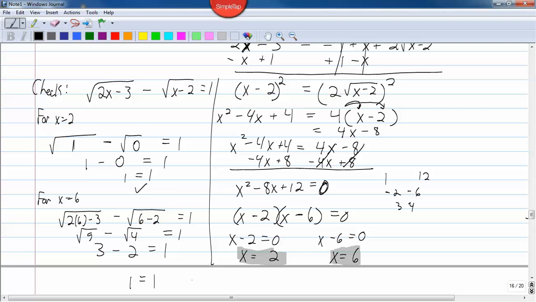The last thing we do is we check by plugging the 2 answers in the original. If they both check out, then both your answers are included in the solution set. If only one checks out, then that's fine. If neither check out, the answer is no solution.